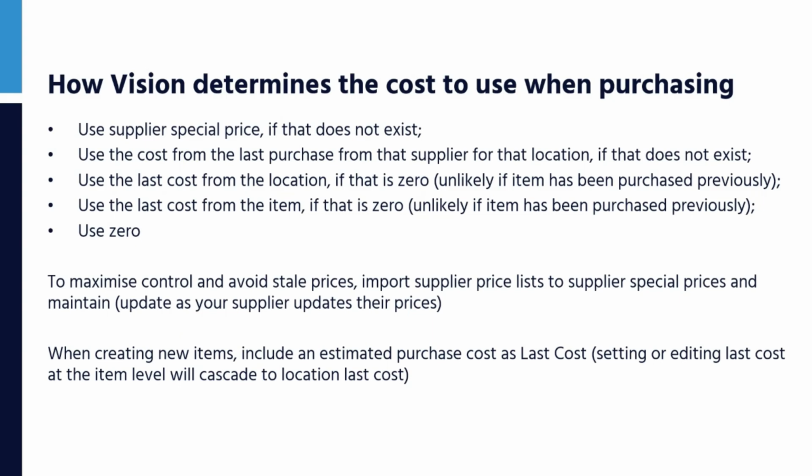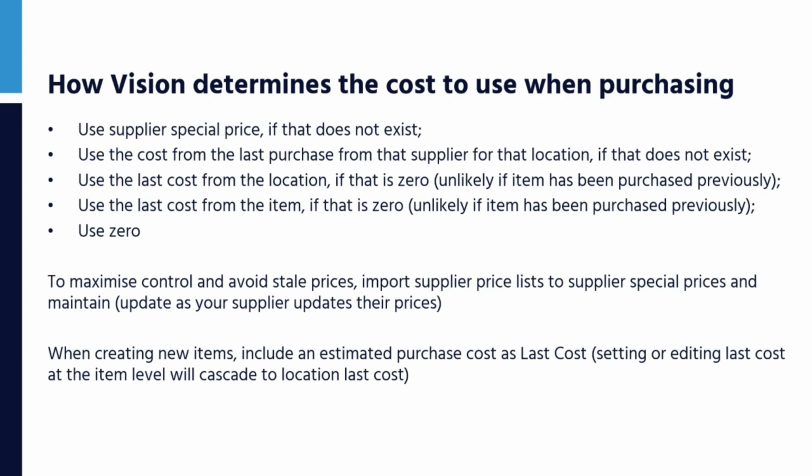Okie doke. So this is just a little bit of a chalk and talk on how we determine the cost of an item when purchasing. If there's a supplier special price or a supplier price list, as I prefer to call them, then that is what's used in all cases. By getting your price lists from your suppliers and keeping them updated, you can have date-based controls on these as well, which will help remind you when you need to ask for a new price list from your supplier.